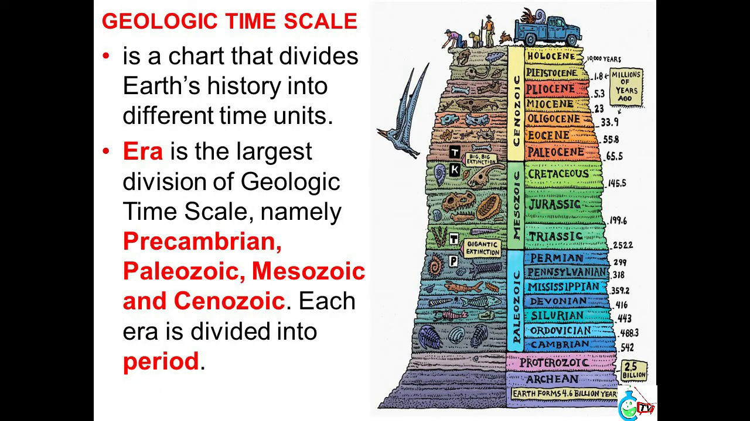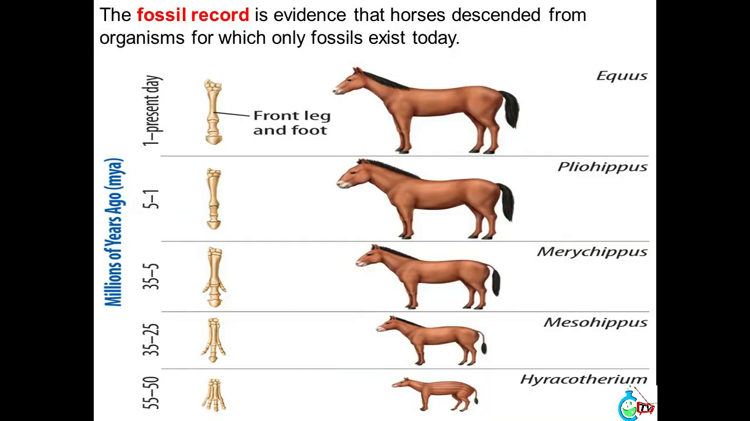Geologic time scale is a chart that divides Earth's history into different time units. Era is the largest division of the geologic time scale, namely Precambrian, Paleozoic, Mesozoic and Cenozoic. Each era is divided into periods. The fossil record is evidence that horses descended from organisms for which only fossils exist today.